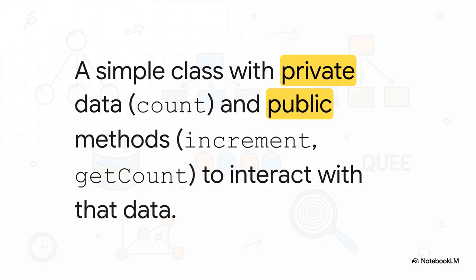First, any counter we build from this plan will have a piece of private data tucked away inside it, an integer to hold the count. And second, it defines 2 public actions you can perform. You can increment it to add 1, and you can getCount to ask it what its current value is.